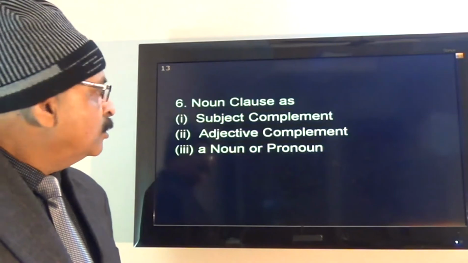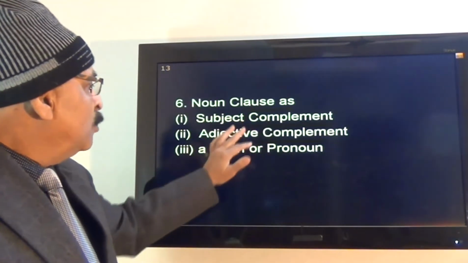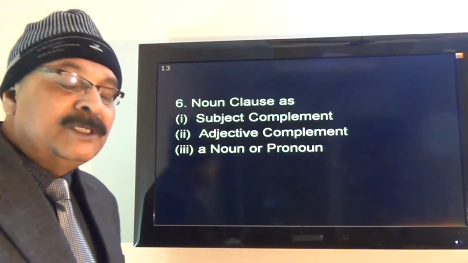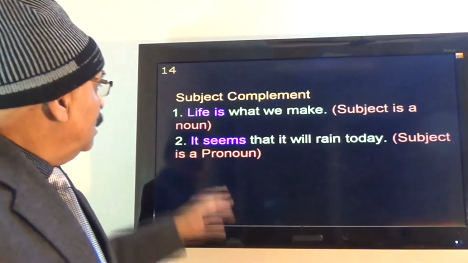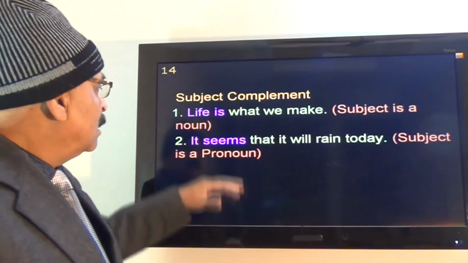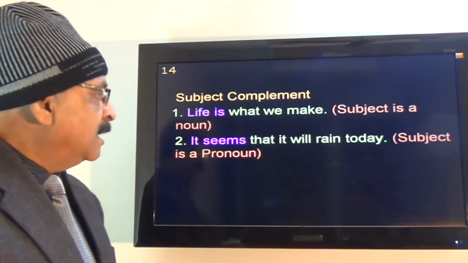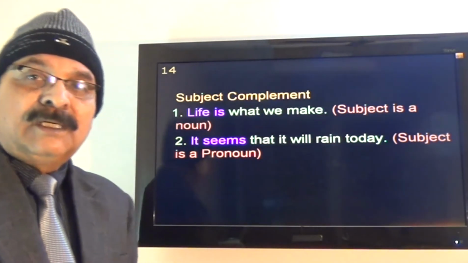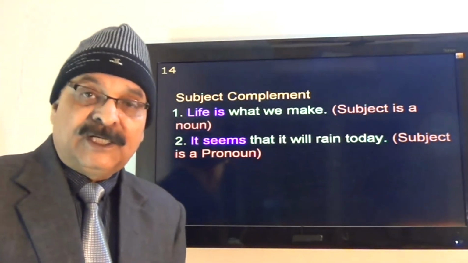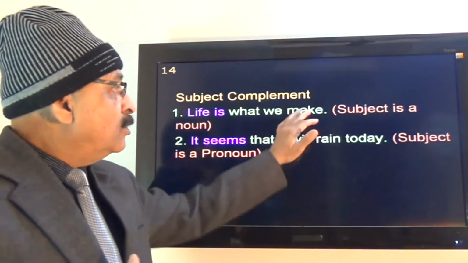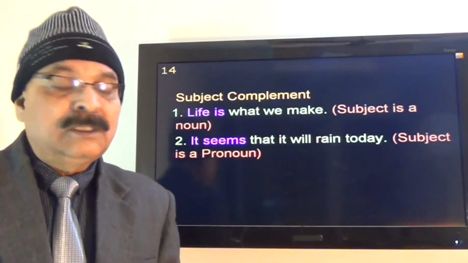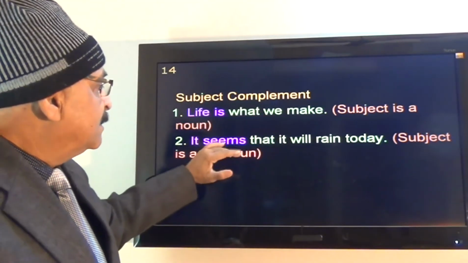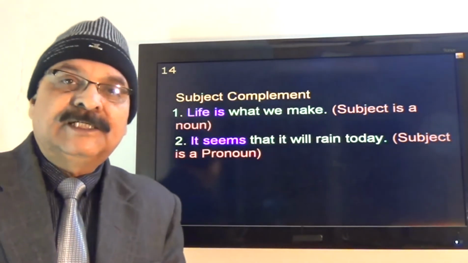These are principal clauses. Noun clause as subject complement, adjectival complement, a noun or pronoun complement. Complement means completing the meaning of. Life is what we make. It seems that it will rain today. Our first step is to be certain, to be definite, whether the subordinate clause is a noun clause or not. So you will put something here: life is something, it seems something. It means this is a noun clause.